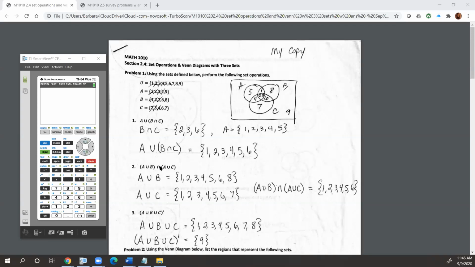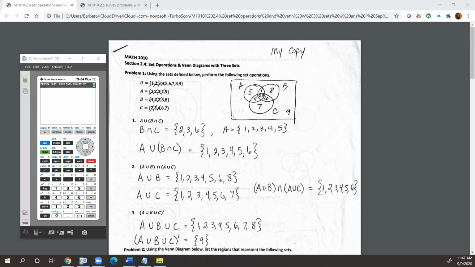So in this first problem, we will be using the sets defined below and then perform the following operations. The universal set has the numbers 1, 2, 3, 4, 5, 6, 7, 8, 9. The set A has the numbers 1, 2, 3, 4, 5. The set B has the numbers 1, 2, 3, 6, 8. And the set C has the numbers 2, 3, 4, 6, 7.